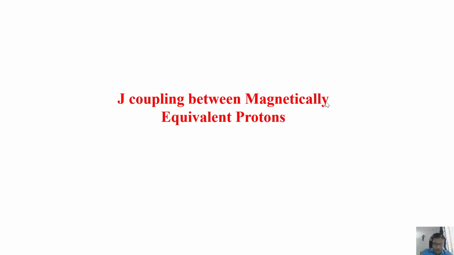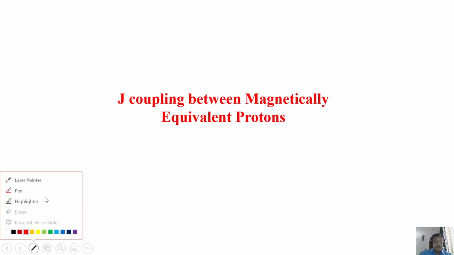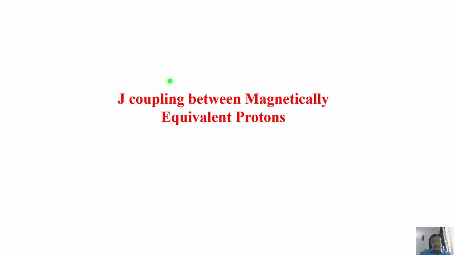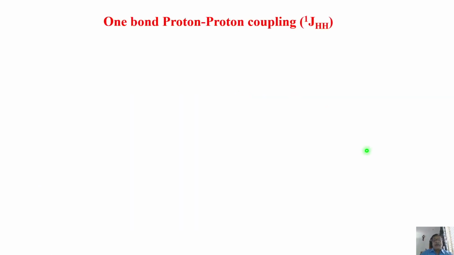Now, one important thing we should know is the J coupling between equivalent spins. For example, consider proton-proton 1J HH. That is, in the hydrogen molecule there are two protons joined by a single bond. Two hydrogen atoms joined by a single bond.